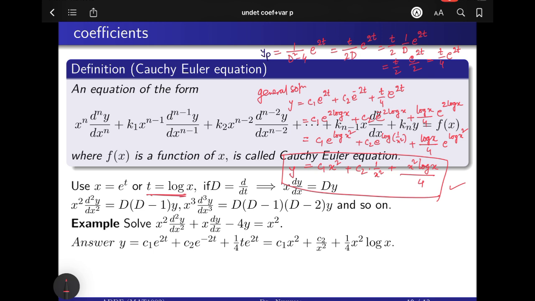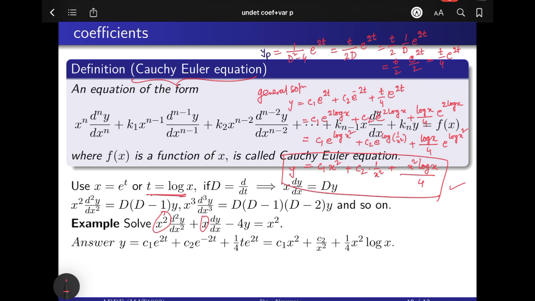See, this question, although it seems that it is an equation with variable coefficient, but it has a pattern based on which we can convert it into an equation with constant coefficient, and after that immediately we can solve. So this is one of the very vital topics of this ordinary differential equation. Alright, so this is the Cauchy-Euler equation.